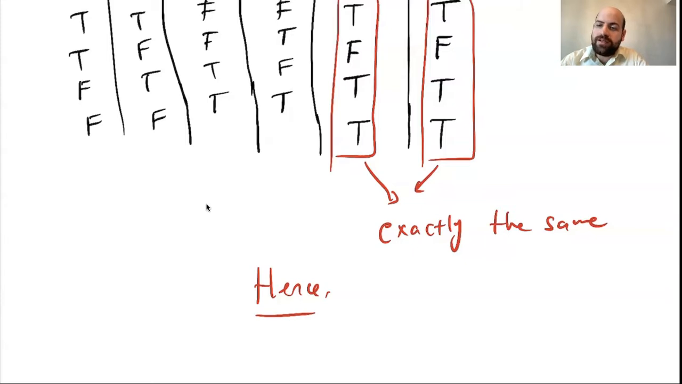So we basically show that, if I want to summarize, a conditional statement is logically equivalent with its contrapositive.